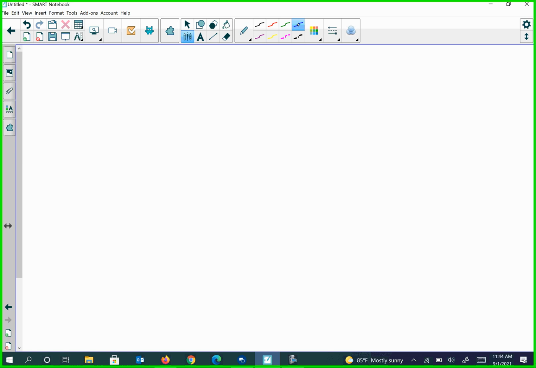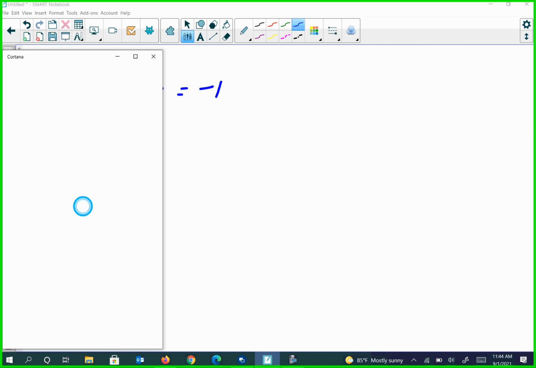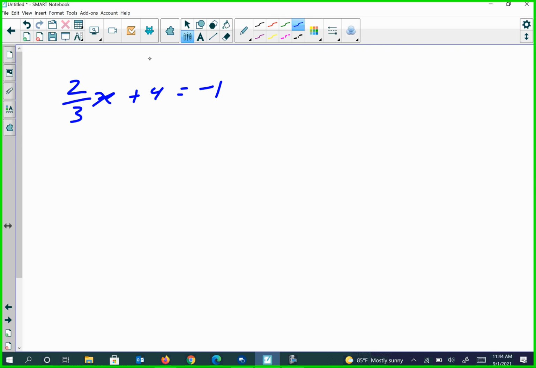All right, will you do me a favor? Will you try this problem? Try that problem. See how you do. I would definitely encourage you to clear the denominator first. But try that problem. See if you can figure that out. See if you can figure that one out.